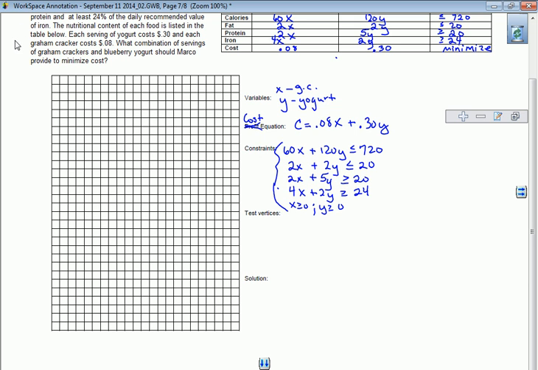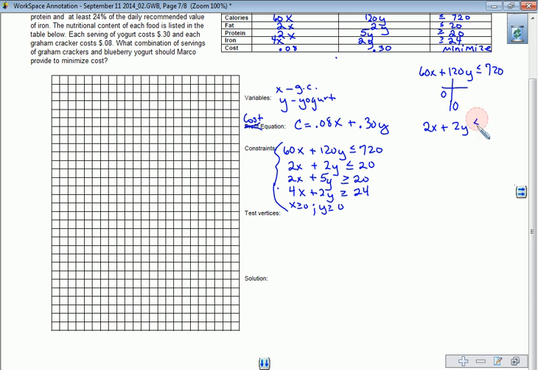All right. Time to graph. Please graph. Did you do your T-charts? Do you know what your intercepts are? I'd figure those out first, and then I'd start worrying about the rest.